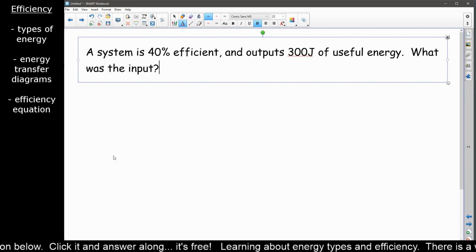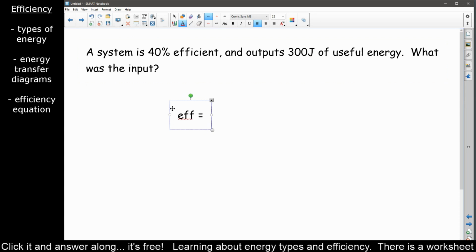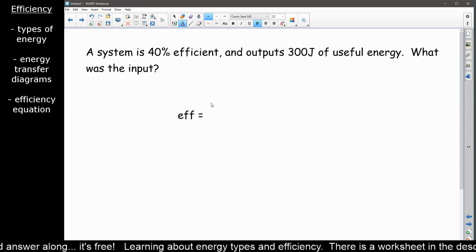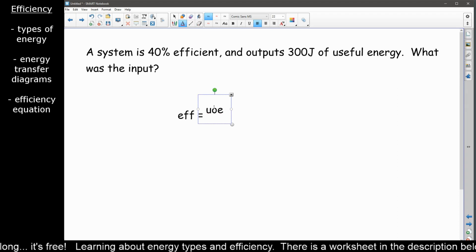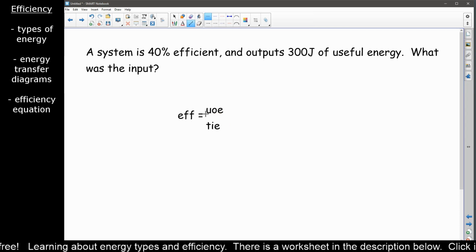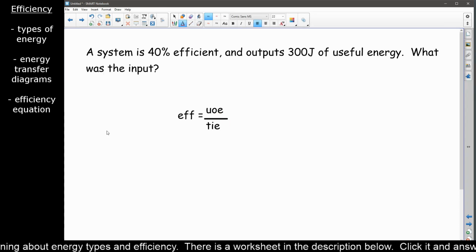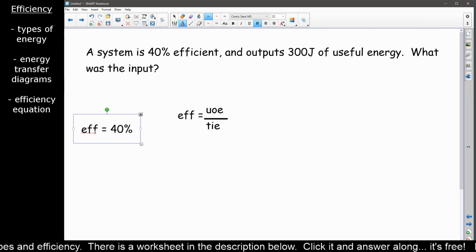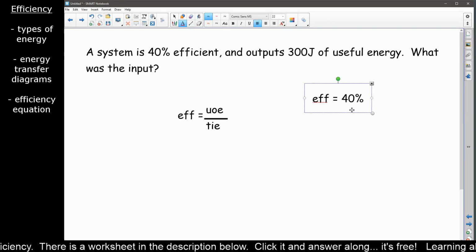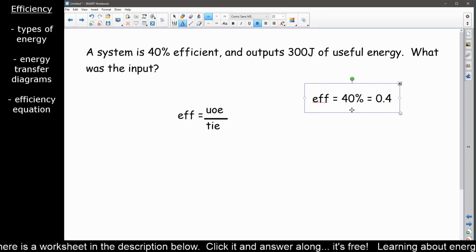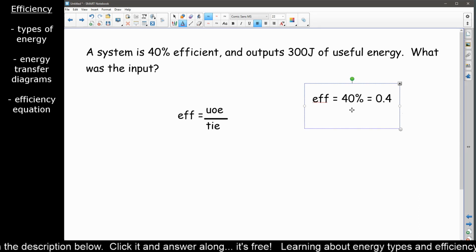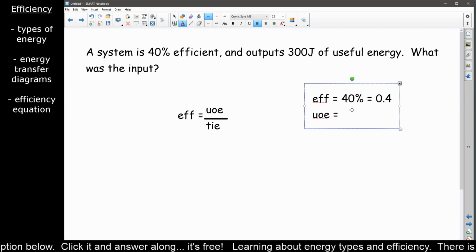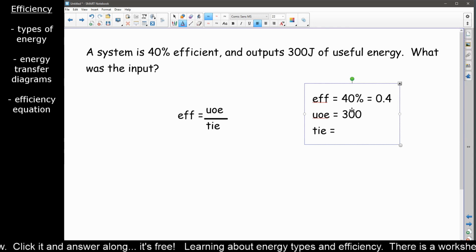Okay, so again, we know that this is an efficiency question. We've done our revision. We know our equation. Efficiency equals useful output energy divided by total input energy. Let's work out what we've got here. Efficiency equals 40%. But this equation doesn't deal with percentages, so we're going to make our little list over here. That's equal to 0.4 as a decimal. If you're in doubt, just divide by 100%. Hit divide by 100 in your calculator. My useful output energy is equal to 300. My total input energy is what I'm trying to find out. Let's call it X, because this is an algebra problem.